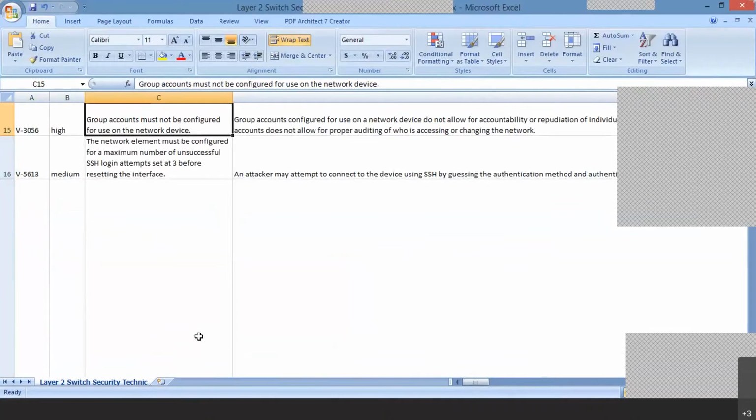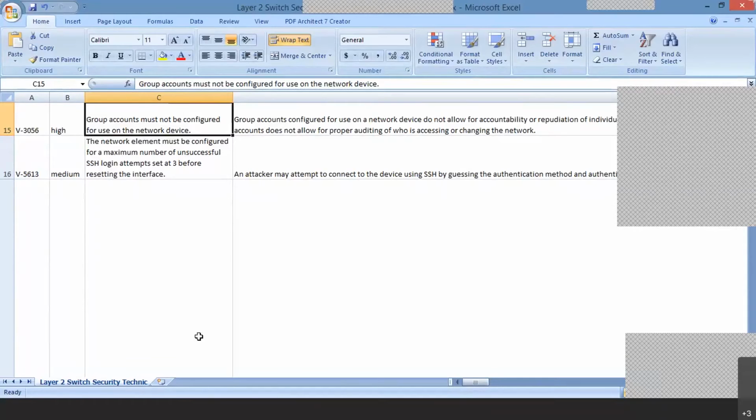So the group accounts: there are user accounts and there are administrator accounts. As a best practice, group accounts must not be configured for use on the network. That means there should not be a group of users or a group of administrator users. Your policy says one or two users and one full admin privilege user, so you should configure only that as per your policy, not a number of groups with privileges that access everything. You should not give such kind of access. If group accounts are there, it is best practice to disable them.